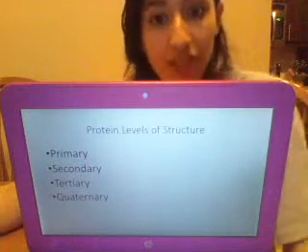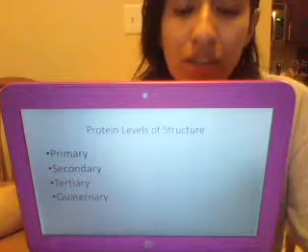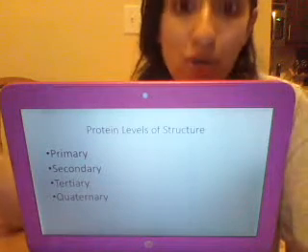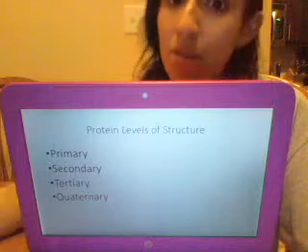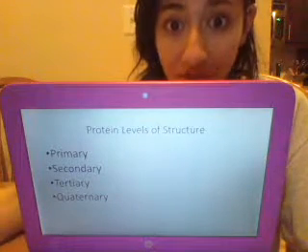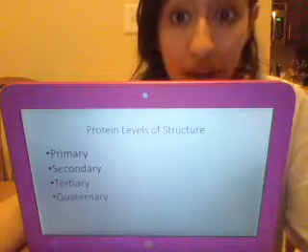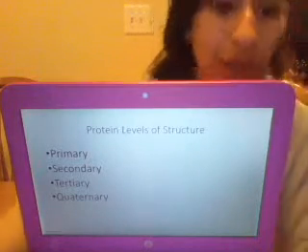And then we have the quaternary. The quaternary is different because you need several protein subunits for the whole protein to function. So for example, let's take hemoglobin. Hemoglobin is made up of several protein subunits, but if you take only one away, it's just not going to work because it needs all of them to work.